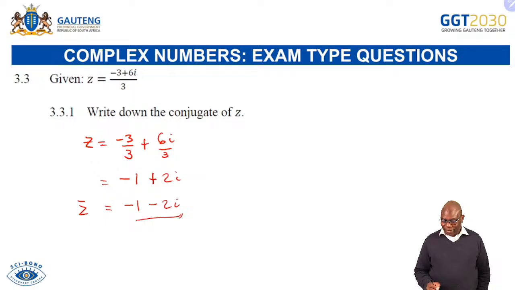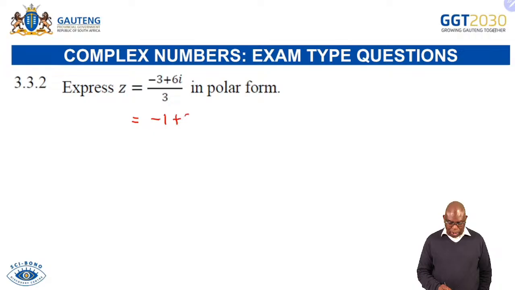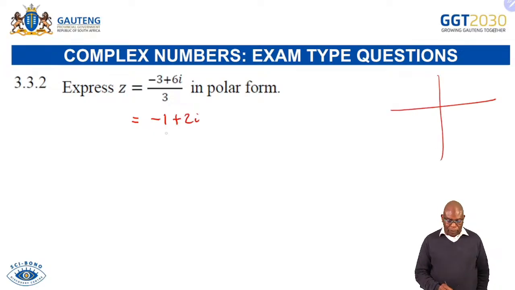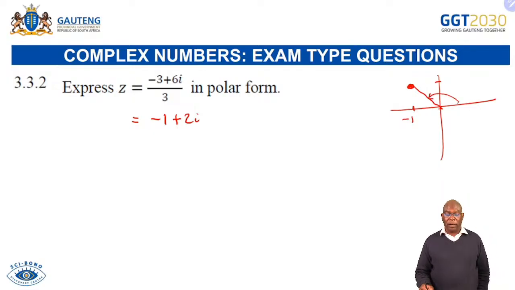Okay. Right. Now the next question will say express this in polar form. So for polar form, first, I know that this one is going to be minus 1 plus 2i. I go and draw an Argand diagram. This is A, this is B. So A is real, so it's minus 1. That one is imaginary, it's 2. So my vector is there. So it's in the second quadrant. I can then check my angle will be in the second quadrant, 180 minus.